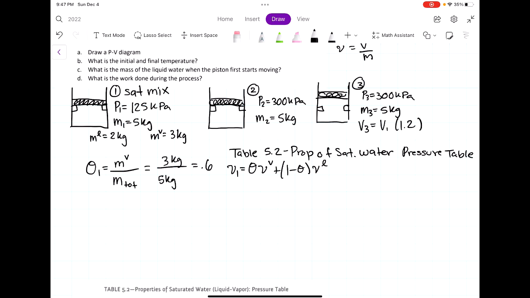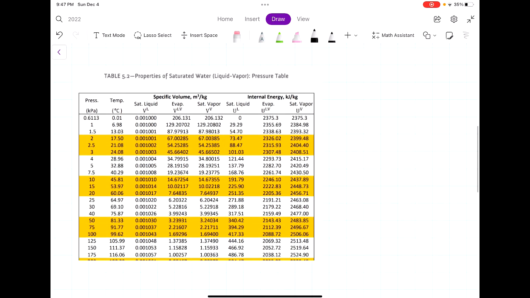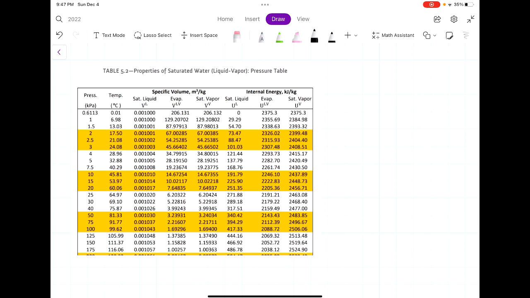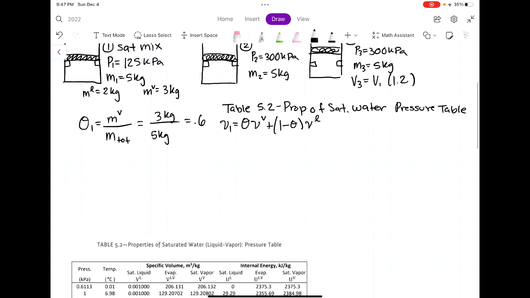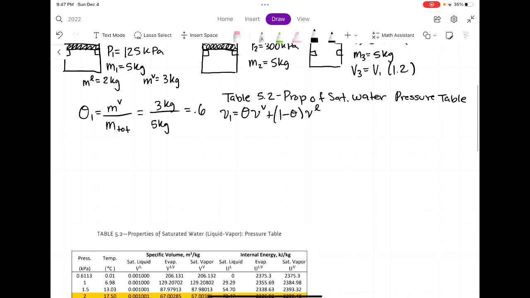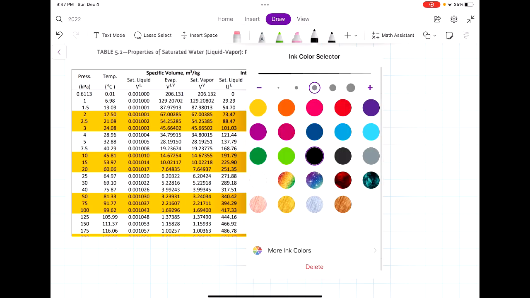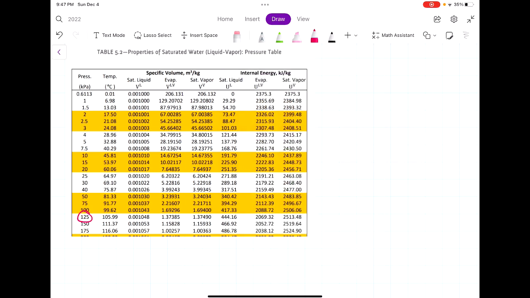Alright, so we pull that up, and we see here, in order to look these values up, we're going to look up the pressure at 125 kilopascals since it's a saturated mixture. So 125 kilopascals is right here. Great. And we need the saturated liquid specific volume and the saturated vapor specific volume.